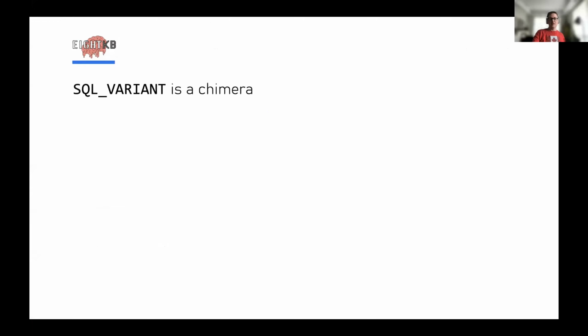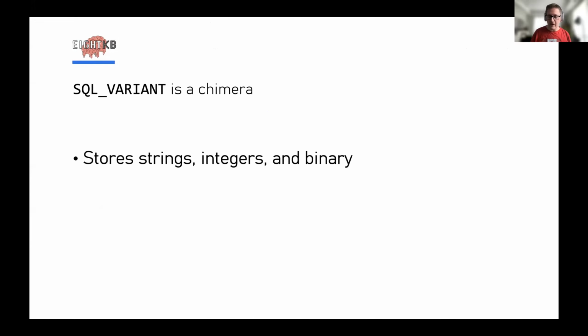So let's do this. SQL variant is a chimera. A chimera is a hopefully fantastical creature that doesn't exist in real life because it's made up of 3 different parts. There's a lion and a dragon, and it's scary. But SQL variant is the same thing. It tries to be all things to all people, and as a result has some limitations. You cannot please all the people all the time.